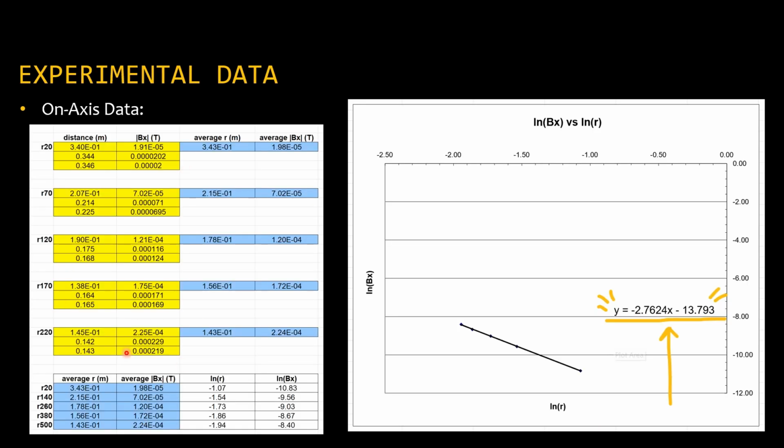Now for the experimental data, right here is just all the data we got from our different distances and our different magnetic field data.